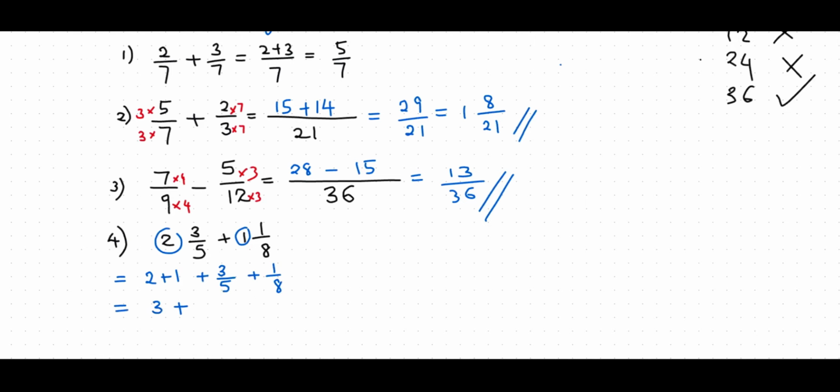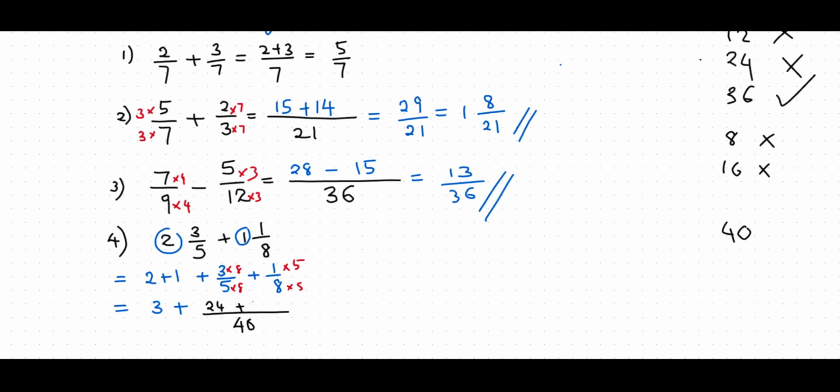LCM of 5 and 8. The bigger number is 8, so go through the 8 times table. 8 is not divisible by 5. The next one, 16, is not divisible by 5. Go like that. Then it's 40. 40 is divisible by 5. 5 times 8 is 40, 8 times 5 is 40. 8 times 3 is 24, plus 5 times 1 is 5.